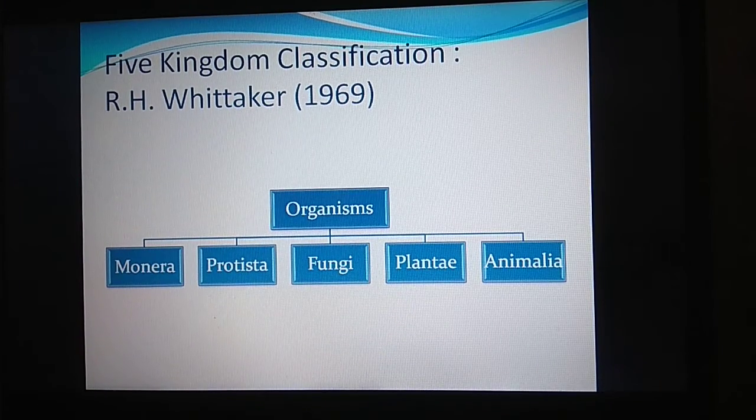Now in five kingdom classification, as we have learned earlier, R.H. Whittaker in 1969 proposed the five kingdom classification, and the organisms are grouped into five kingdoms. Okay, and they are Monera, Protista, Fungi, Plantae and Animalia. And we have discussed this earlier in the biological classification chapter.